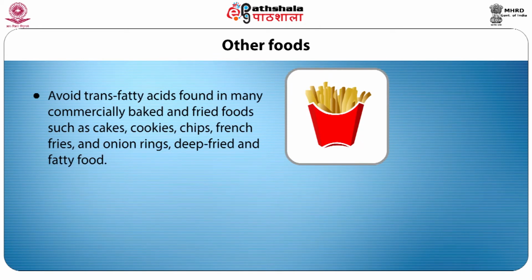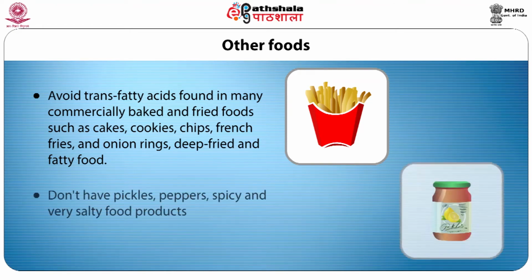Repeated use of fats and oils is noted in deep fat fried items, which may release trans fatty acids. In order to prevent the intake of trans fatty acid, avoid fried items like chips, french fries, onion rings and commercially prepared baked items like cakes and cookies. Avoid pickles, peppers, spicy and very salty food products. Avoid vinegar and food made using vinegar.